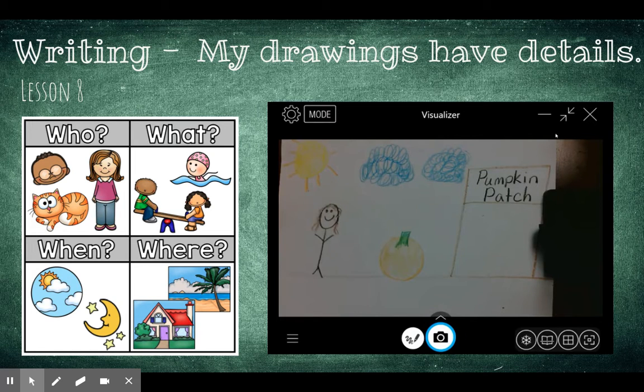You're going to get more practice with your drawing from last week, and you're going to go through our drawing details checklist and make sure that you answer our questions of who is in your story, what is your story about, when does your story take place, and where does your story take place. I can't wait to see your hard work.